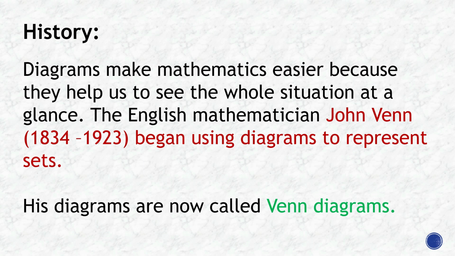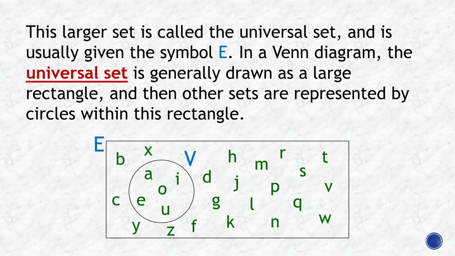To give you an illustration of that, we have this example. This larger set is called the universal set. You see that E there, and inside that letter E, there's a rectangle because we normally use a large rectangle for a universal set. Now, all those letters, I believe you know, are the letters in the English alphabet. And you see that A, E, I, O, U are inside a small circle. That's called a subset of the universal set. You see that letter V there, obviously those are vowels.